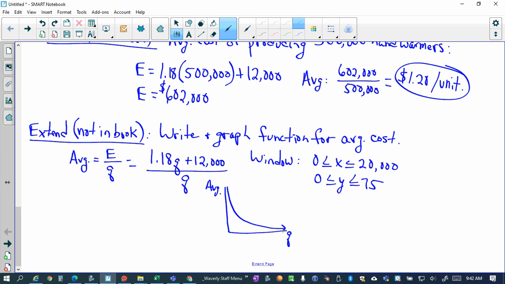Okay? And that is the gist of an economy of scale. It's one of the main reasons the price goes down after a product's been on the market for a while.